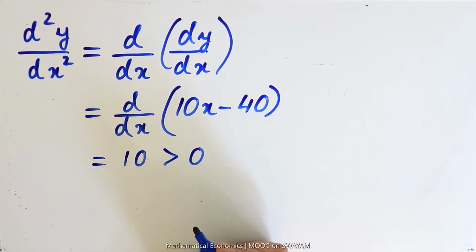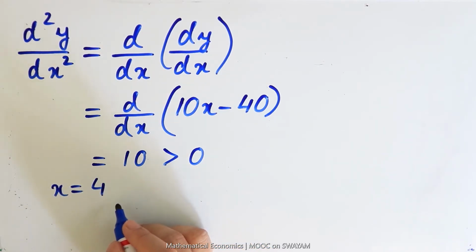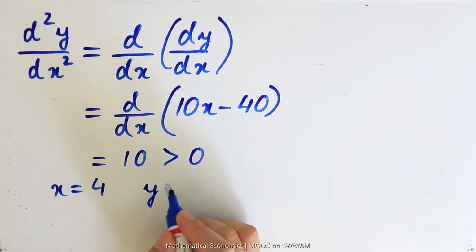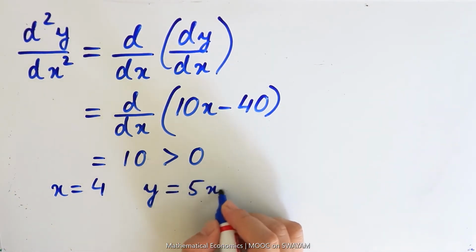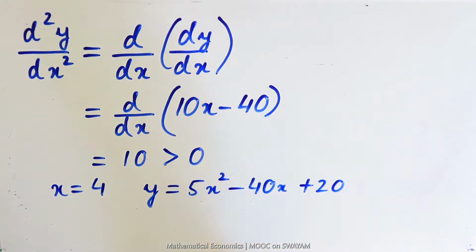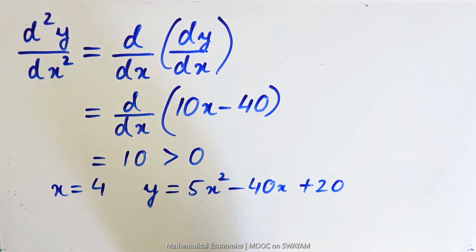If you recall the condition for maxima or minima that you learned in the previous video, you will conclude that x equal to 4 minimizes the function y is equal to 5x square minus 40x plus 20, because the sufficient condition for a minima is that the second derivative must be greater than 0, and we have the second derivative greater than 0.